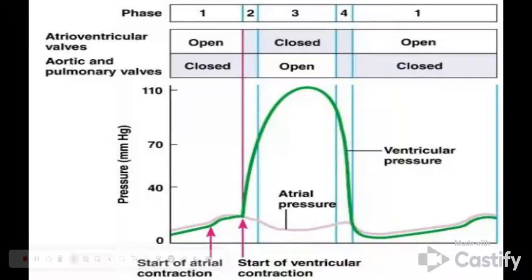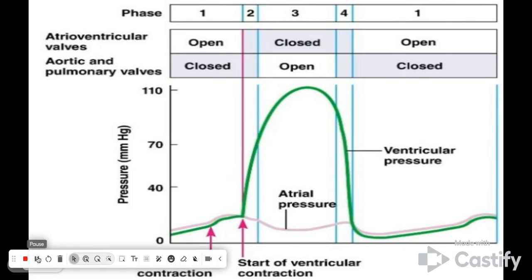Hi everyone. So today I am going to be walking through with you the cardiac cycle. Specifically, we're going to be looking at the four major phases of the cardiac cycle, which consists of ventricular filling, isovolumetric contraction, ventricular ejection, and isovolumetric relaxation.